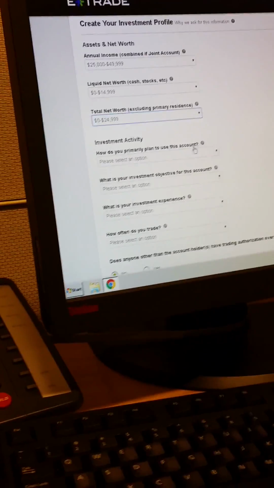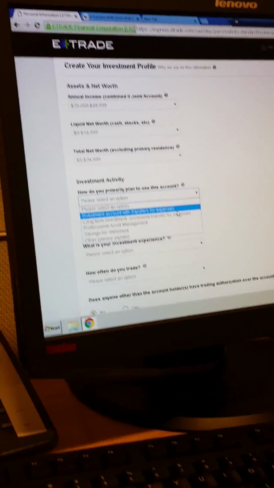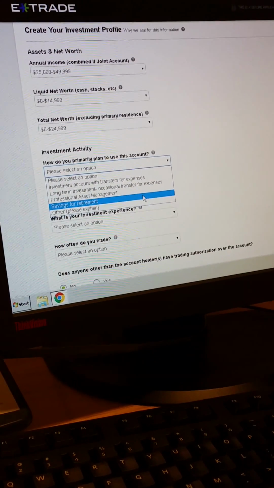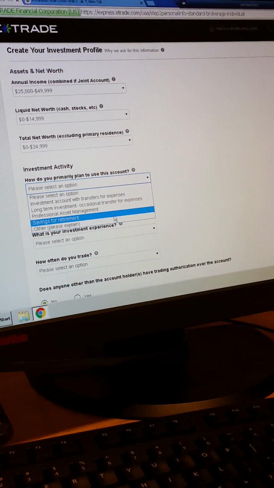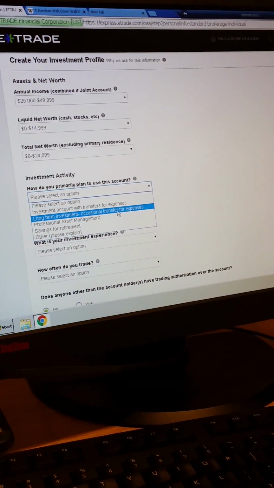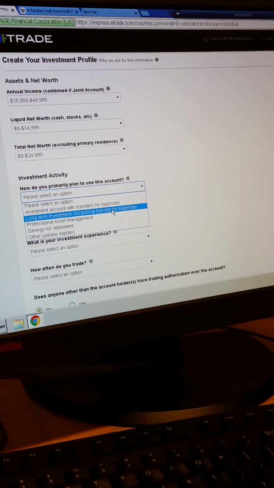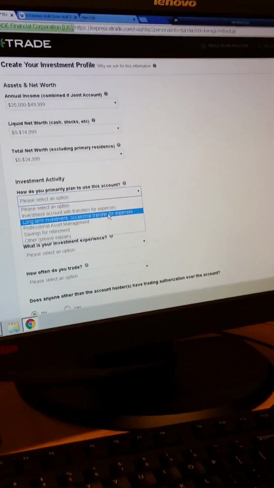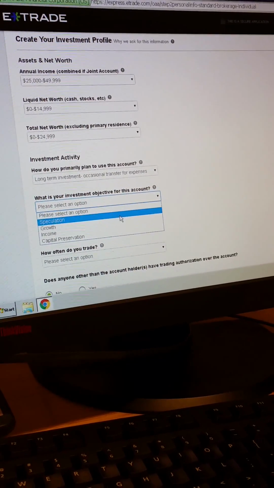How do you primarily plan to use this account? So what are we using this for? Investment? It's up to you. Long-term investment minus occasional transfer for expenses, it's reasonable, yeah. So we're doing long-term investment.